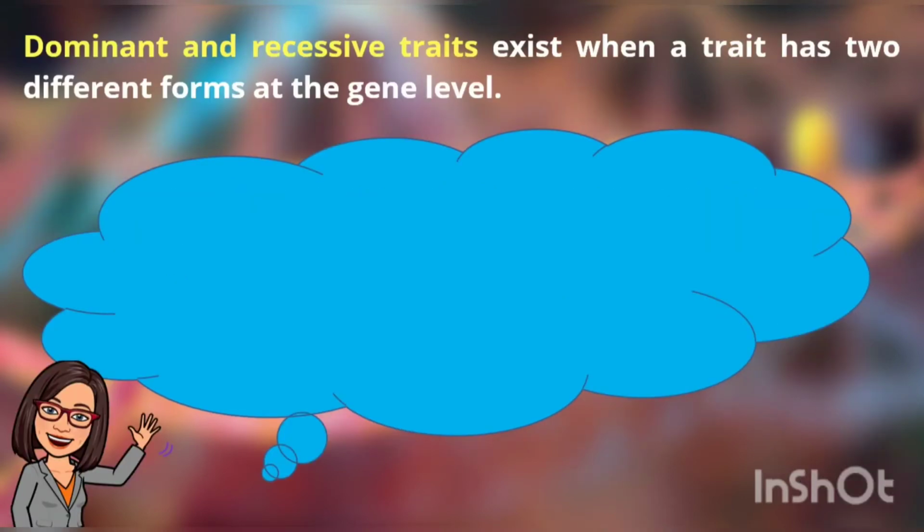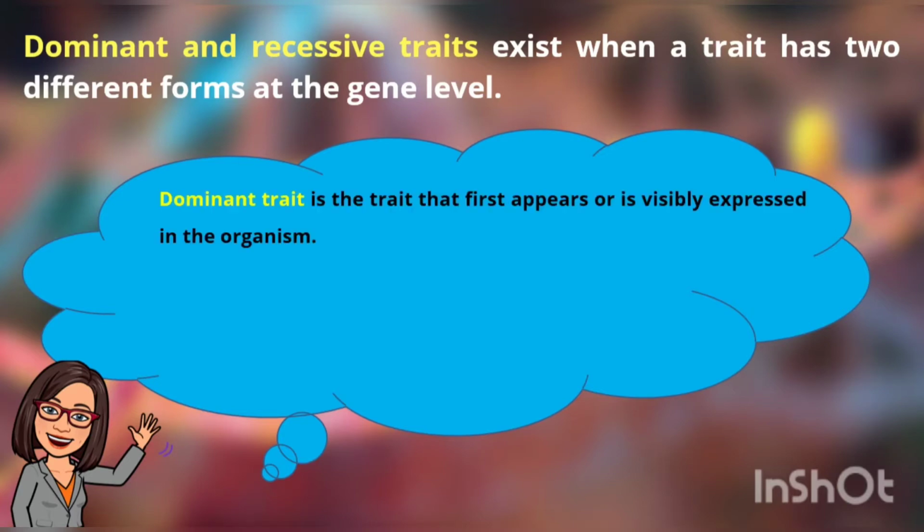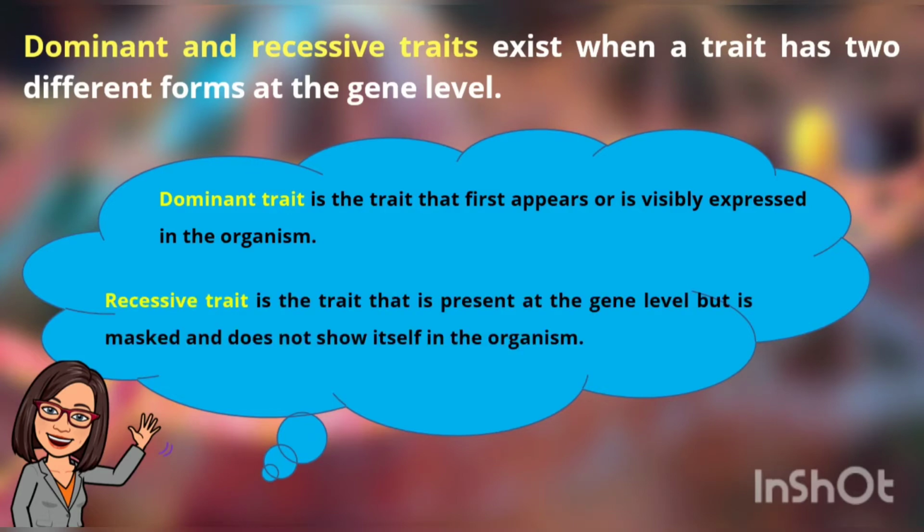Dominant and recessive traits exist when a trait has 2 different forms at the gene level. When we say dominant trait, it is the trait that first appears or is visibly expressed in the organism. For recessive trait, it is a trait that is present at the gene level but is masked and does not show itself in the organism.